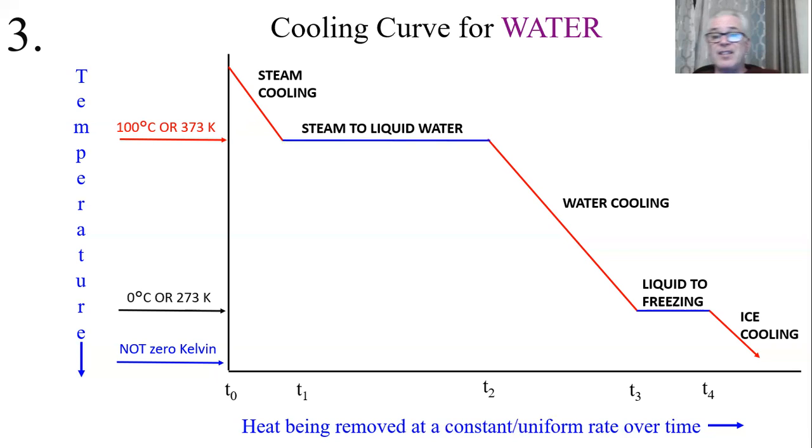The phases stay the same. The shape, the down, the flat, the down, the flat, the down. They're all exactly the same. Temperature decreases on the y-axis and heat's being removed at a constant rate over time on the x-axis. Every cooling curve looks just like this. The only difference is the title and the actual temperatures.